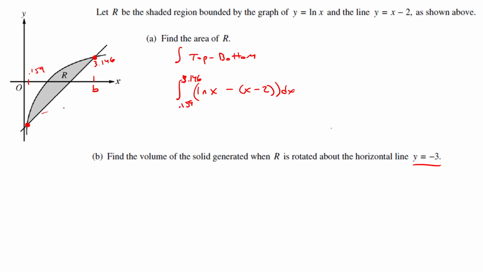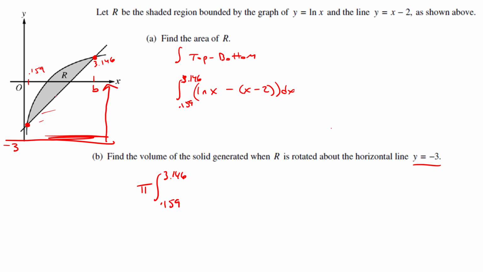So adding that to the picture might be helpful. Again, let's shift everything up by 3 units so that my axis of rotation just lines up with the x-axis, and that makes everything easier. Now we're going to use pi because we're getting a volume. We're going to use the same bounds. It didn't shift left or right, it just shifted up and down.